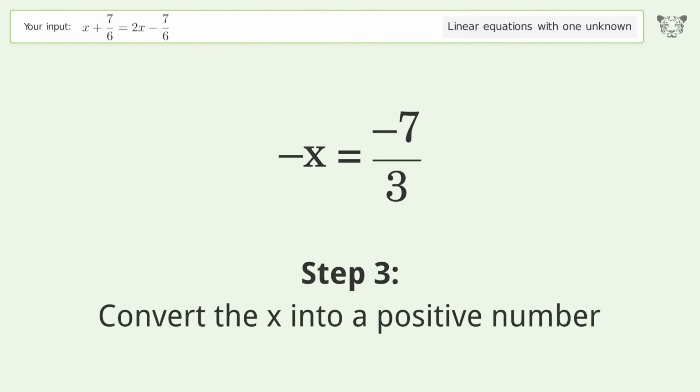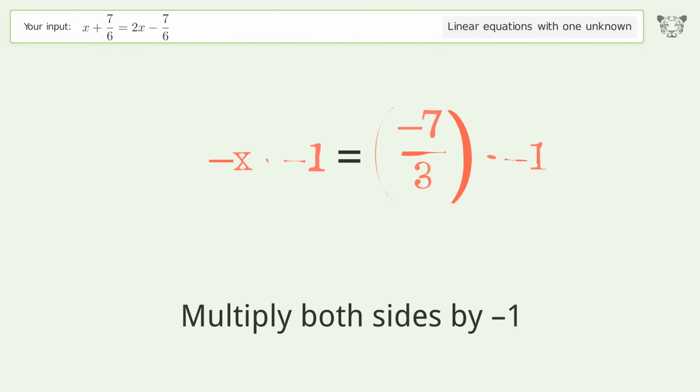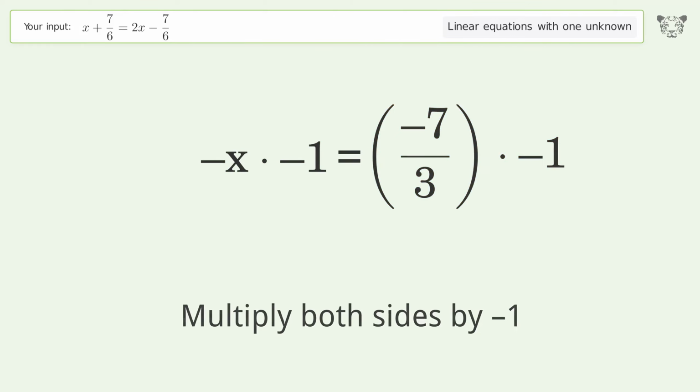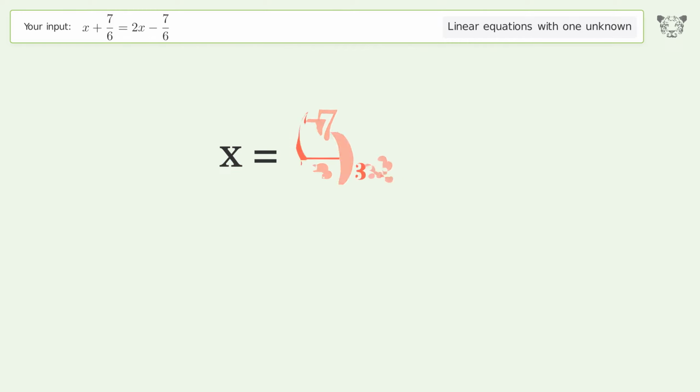Convert the x into a positive number. Multiply both sides by -1. Remove the ones. And so the final result is x equals 7 over 3.